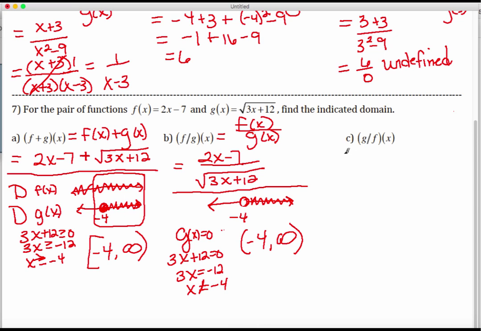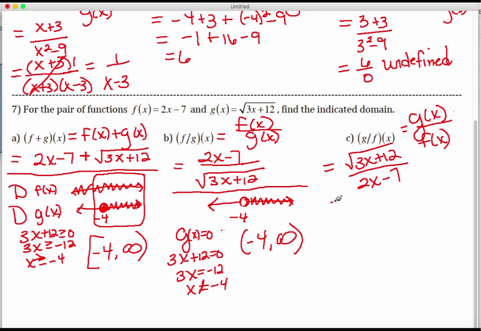And let's finally do g of x over f of x, which is equal to the square root of 3x plus 12 over 2x minus 7. That is simplified as much as it can be. And our overlapping domain, once again, is from negative 4 to infinity. And we need to take away whatever makes our denominator equal to 0.